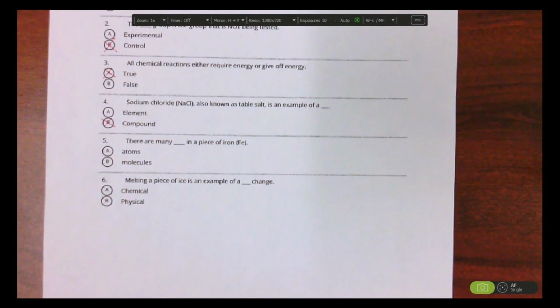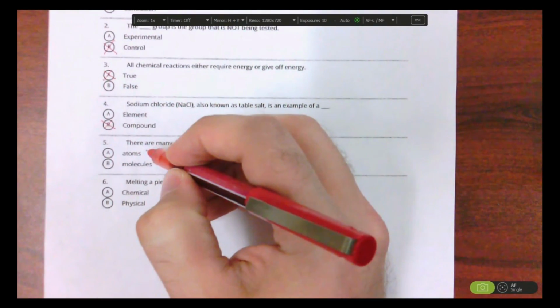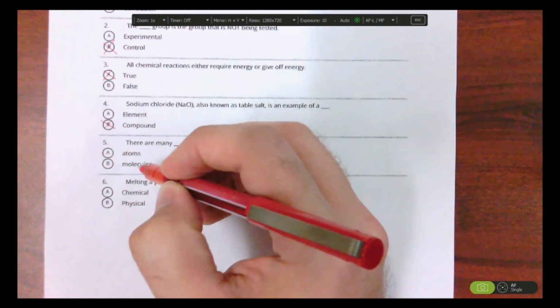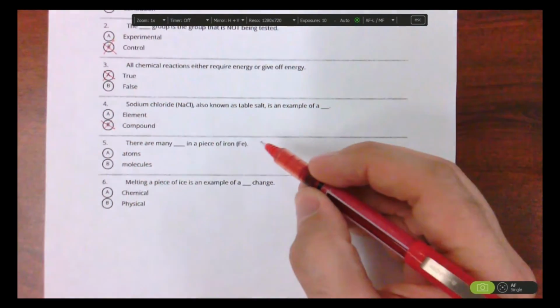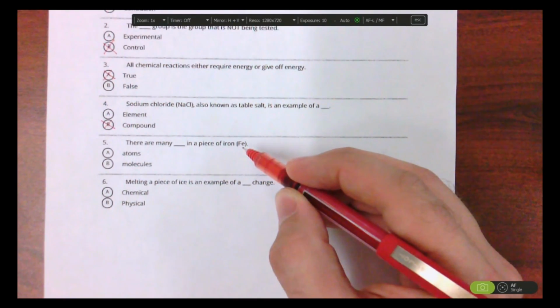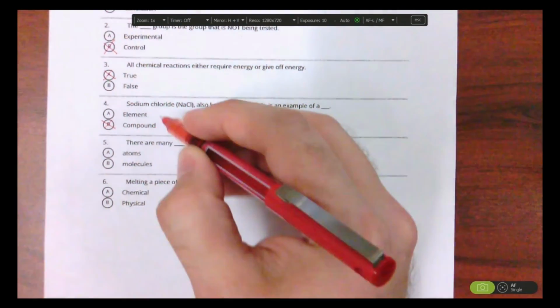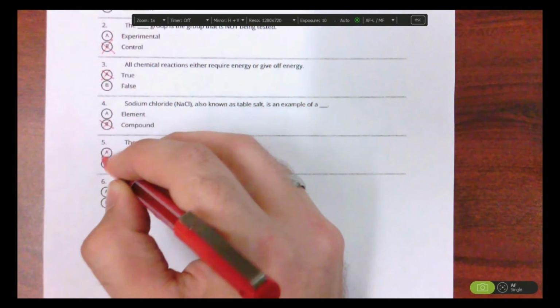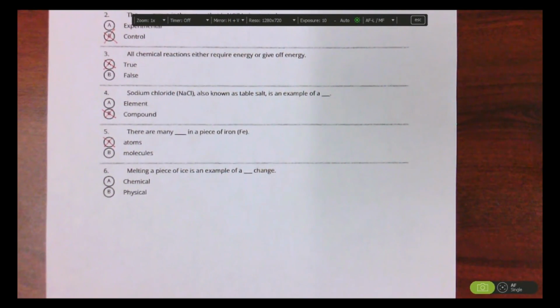Number 5, there are many blank in a piece of iron. What did we say? Okay, so if it's just iron, is that an element or a compound? Element. That is an element. So do we do elements in atoms or molecules? Atoms. Okay. Number 6, melting a piece of ice is an example of what kind of change?